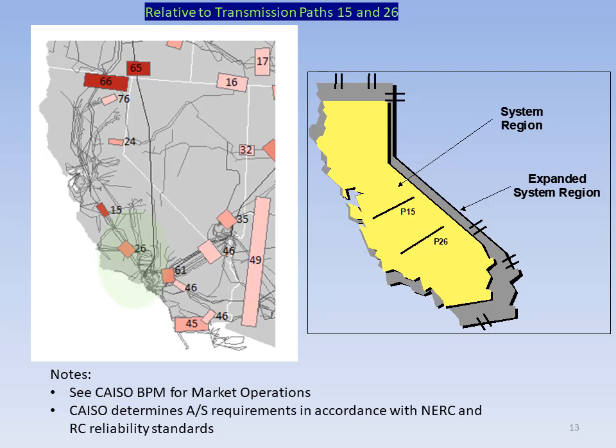For each region, the ISO determines how much of reg up, reg down, spin, and non-spin is needed to ensure the CAL-ISO BA is able to meet NERC and Reliability Coordinator requirements. The tariff and BPMs go into detail on minimum ancillary service constraints for each region. The BPM for market operations is a helpful reference.